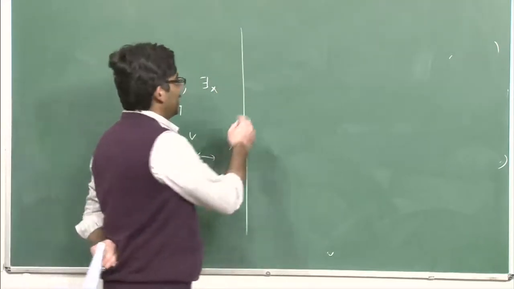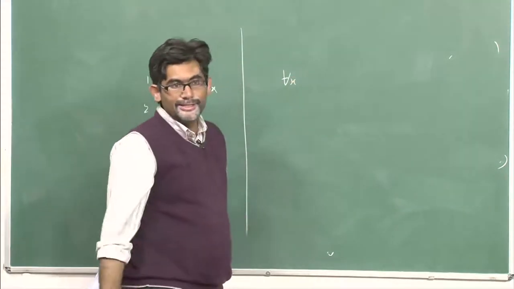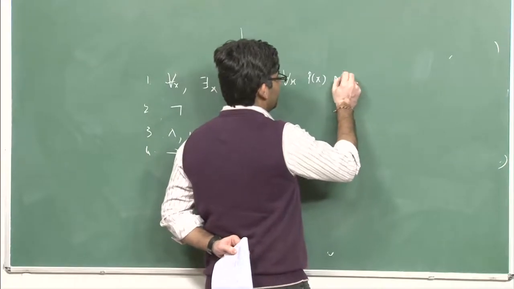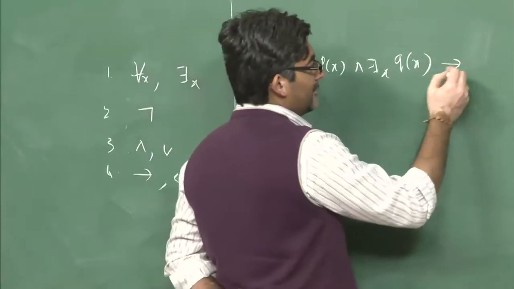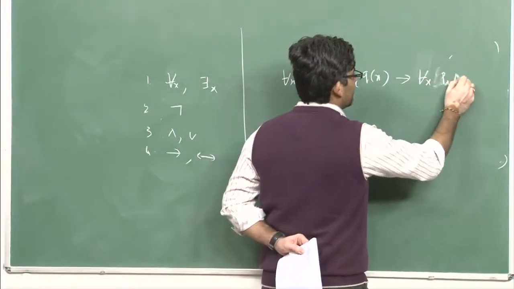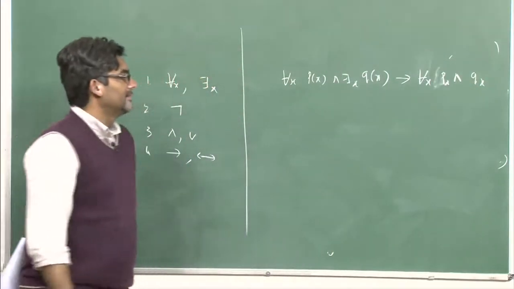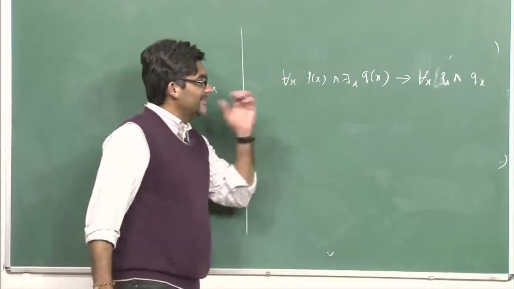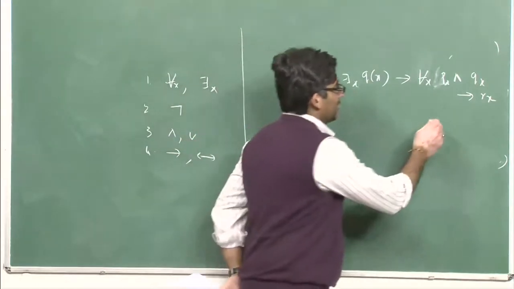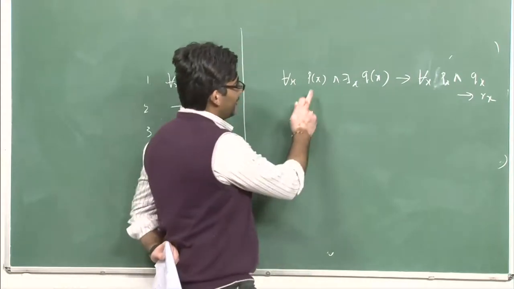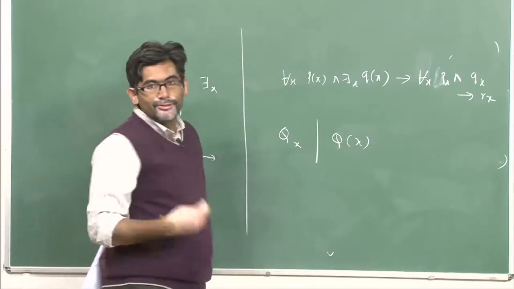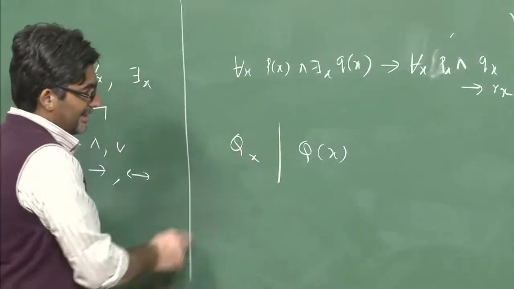For example, if you have a formula like this, where you don't have any parentheses, let us see how to write this formula. X Q X implies for all X P X and Q X. Suppose you are given a formula like this, where no parentheses are given, you can consider R X also, where P, Q, R are all predicates, followed by variables. Sometimes I will be writing like this, and you can even write like this also. In some textbooks, Q X is written in this sense. I will be writing in this particular way.